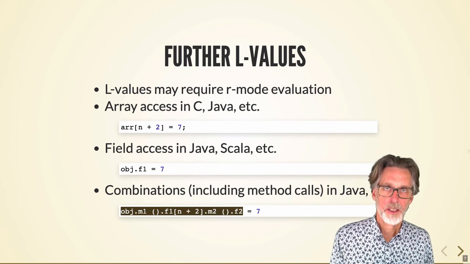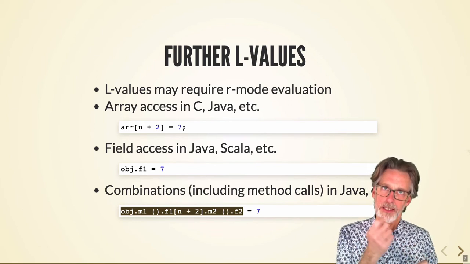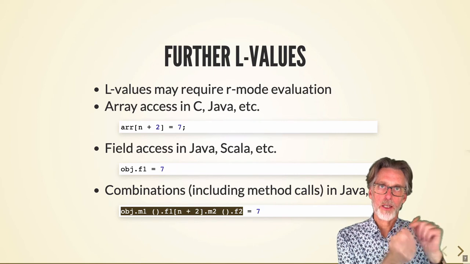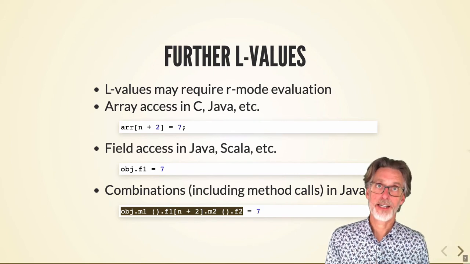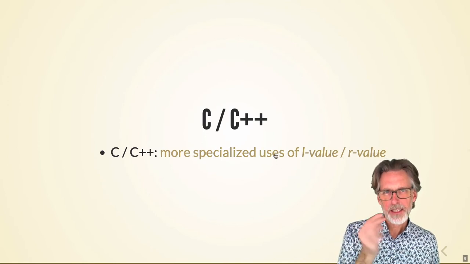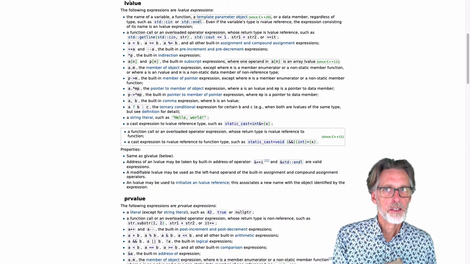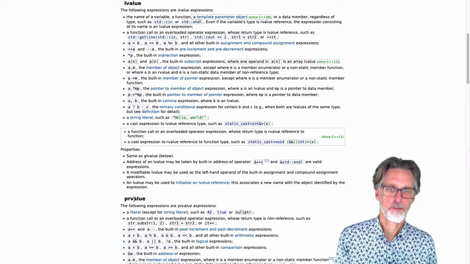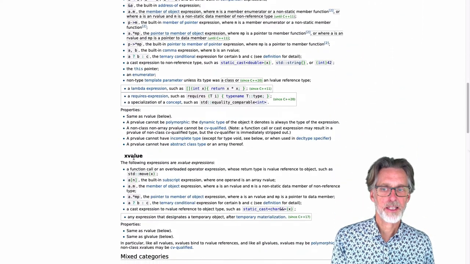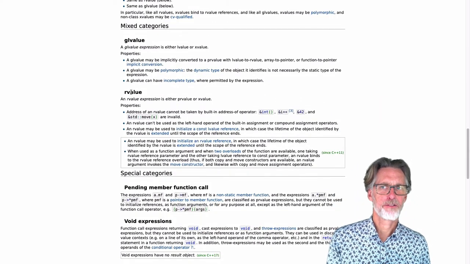I mentioned the concept of L value because we need to talk about parameter passing. And when we're passing parameters, it's significant whether or not the expression we're passing is an L value or not. In C and C++, the shades of L value can get quite complicated. C++ has the notion of L value, which is defined in the standard. It also has the notion of a PR value, an X value, a GL value, and an R value.